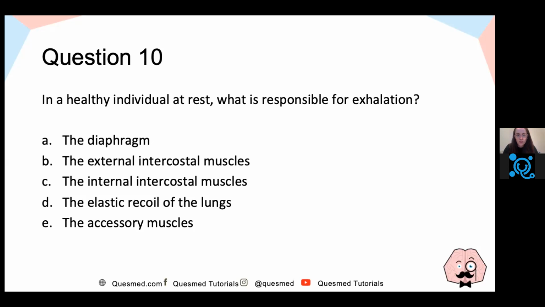Okay. Lovely. So the elastic recoil of the lungs.